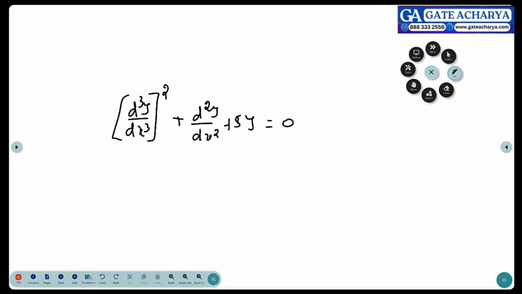Why is it ordinary? The dependent variable y depends on the variable x alone. Therefore, it is an ordinary derivative. So third order, non-linear, homogeneous, ordinary differential equation. That's it.